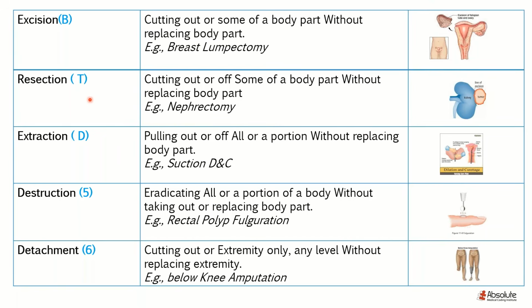All right, resection. This is T. This is the one that I always remember. This is the first root operation that I remembered, T, because it is taking everything out. T for out, cutting out or off all of a body part without replacing that body part. So you're cutting that whole body part off, cutting it all the way off, all right, without replacing it. Look at that kidney. They're not taking off the tumor. They're not taking out a part. They're cutting off the whole kidney. All right?